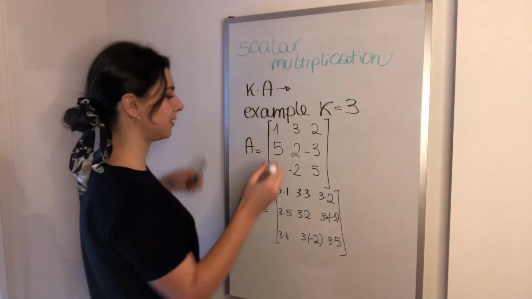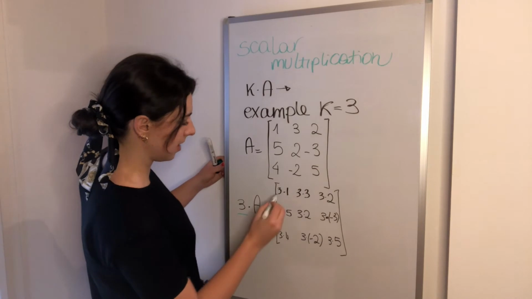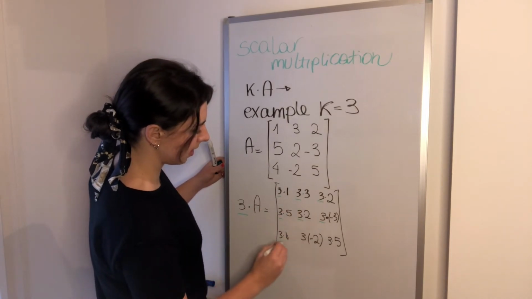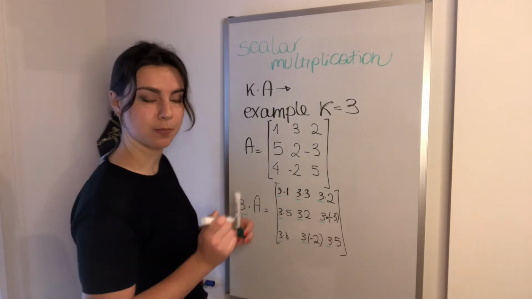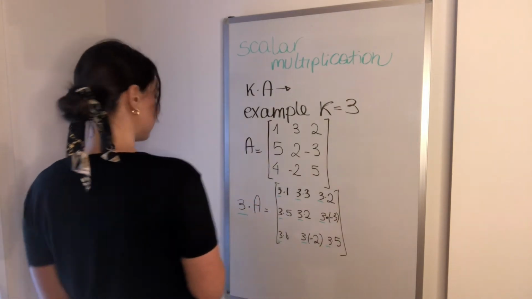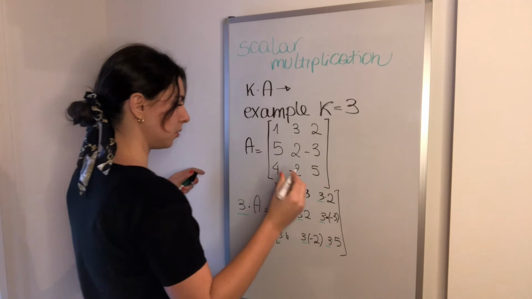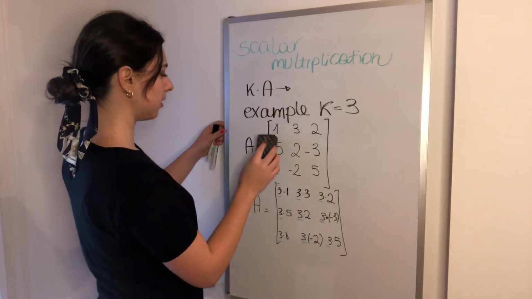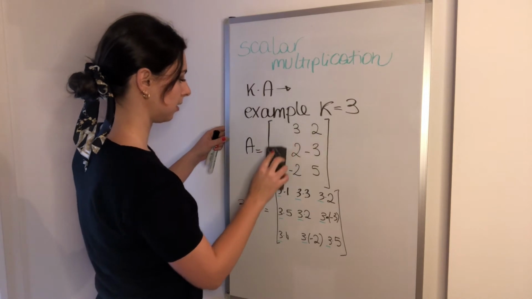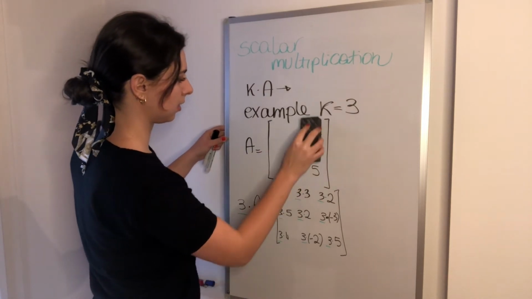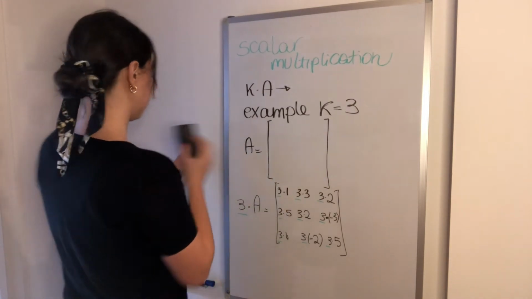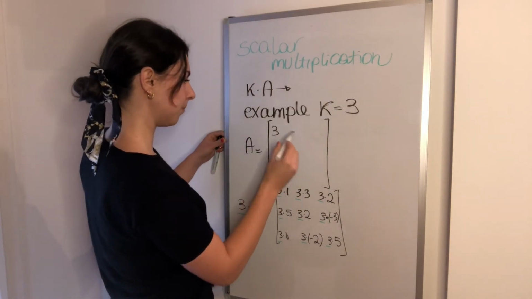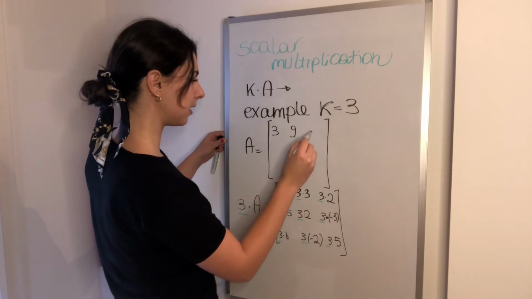So this is our K, which multiplies every single entry. And our solution, I'm gonna write it up here. 3 by 1, 3, 9.